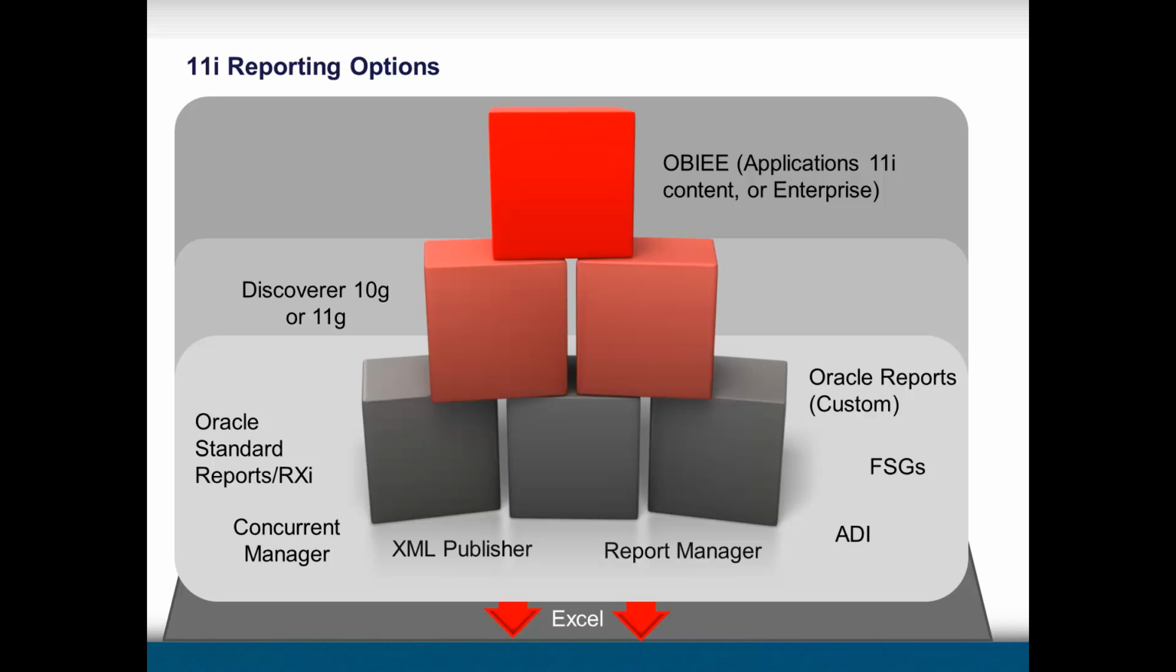The next layer up is when we start looking at Discoverer, so either 10G or 11G. In Oracle, this has really been the main ad hoc query tool that goes across the application set. And people usually create these reports. It's usually done by someone in IT, or in some larger organizations, people dedicated with just Discoverer skills. And they will go ahead and create these reports for people to be able to use.